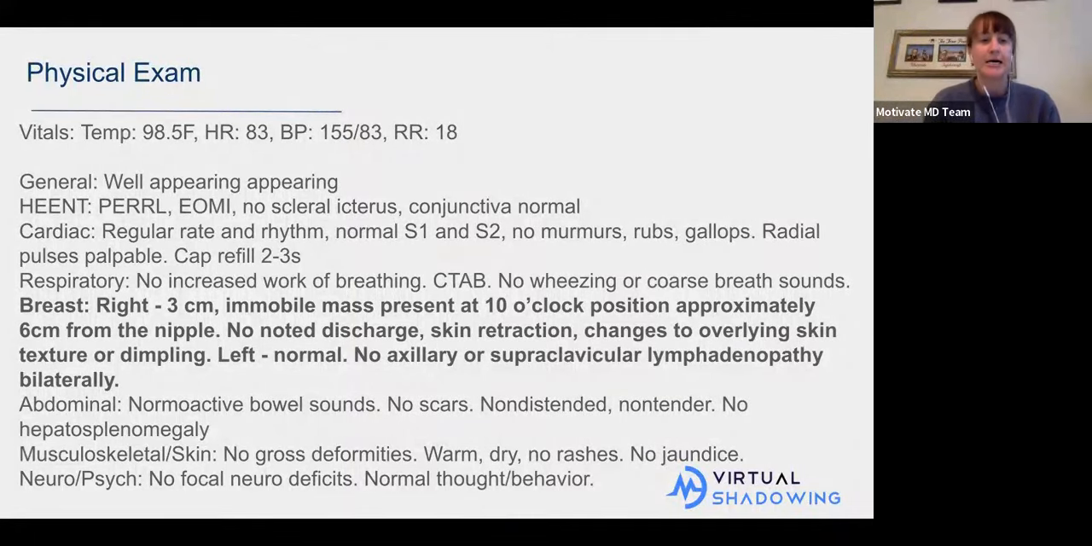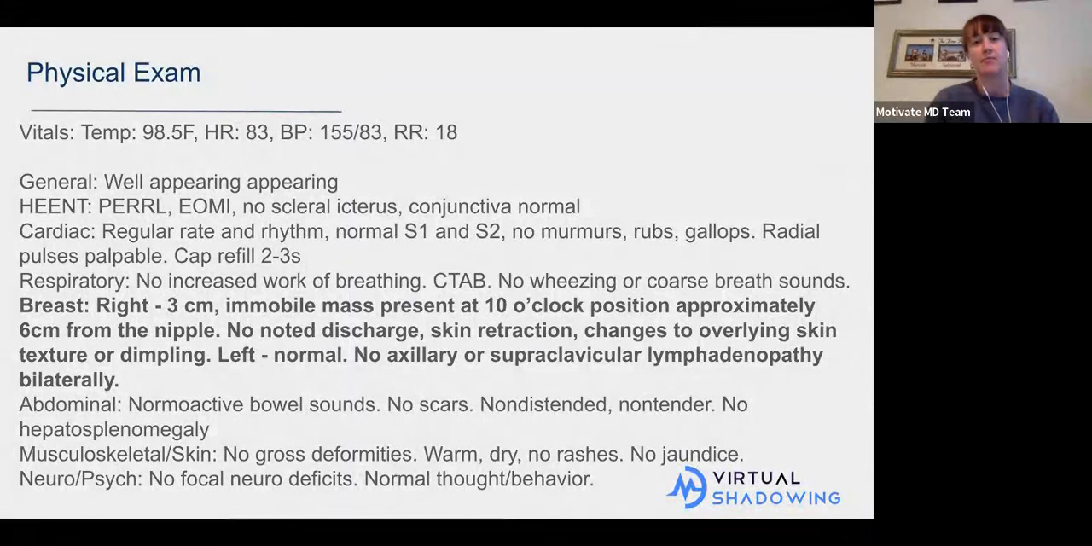Okay, but now to the more interesting part, which is her breast exam. On the right side, she has a 3 centimeter immobile mass present at the 10 o'clock position, approximately 6 centimeters from the nipple. No noted discharge, skin retraction, or changes to the overlying skin texture or dimpling, which is good. And then her left side is totally normal. Don't feel any masses, nothing is different, everything looks okay.